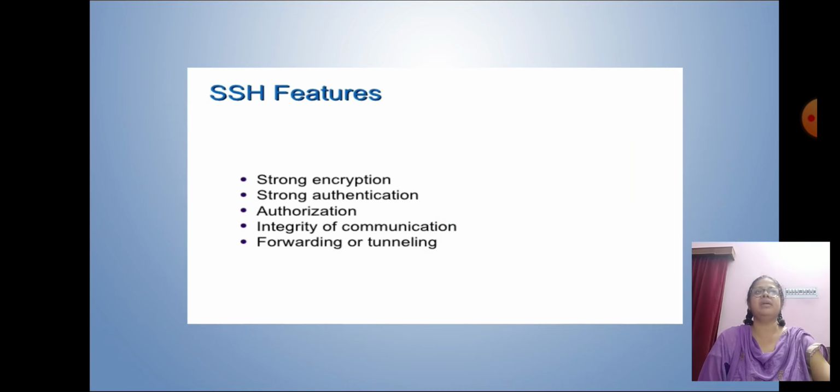Now we will learn about SSH features. What are the features of SSH? Strong encryption, then strong authentication, authorization, integrity of communication, forwarding or tunneling. These are some of the features of SSH.